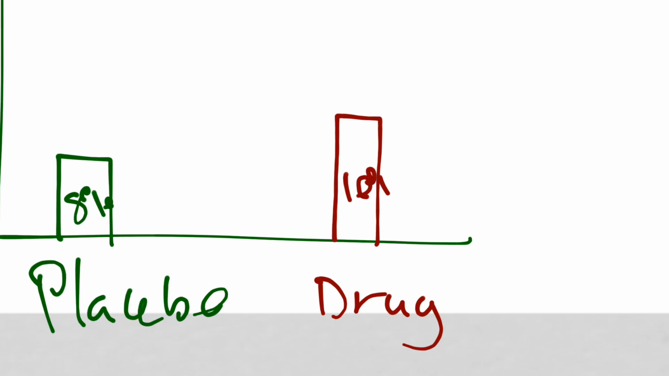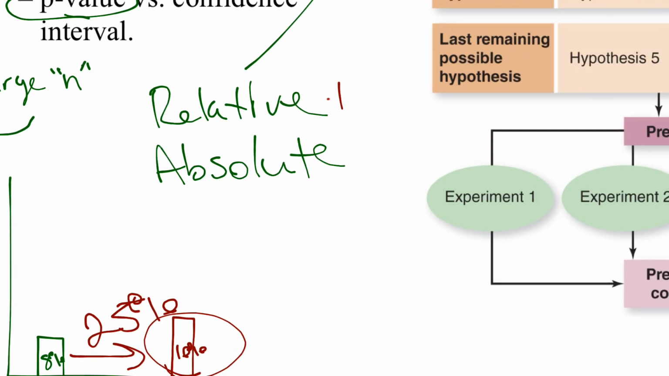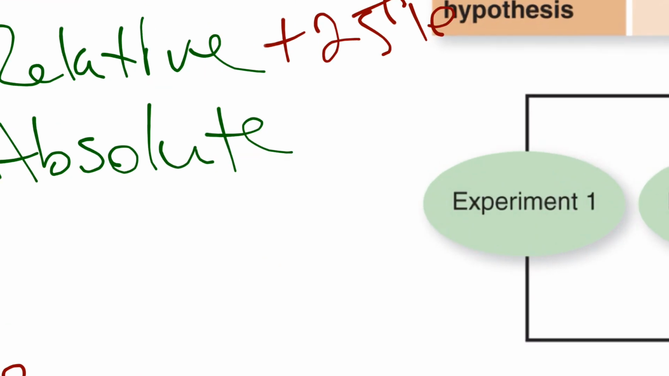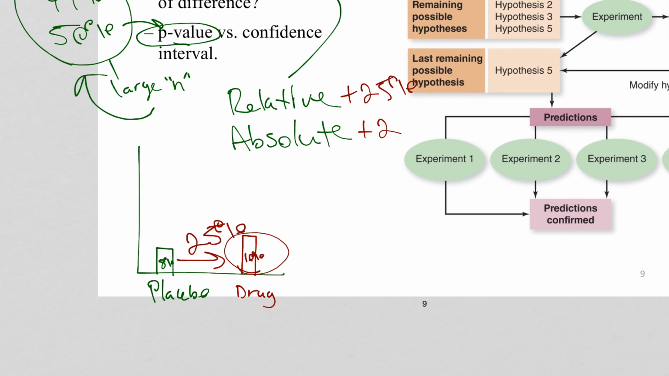Okay. Now, you can measure this relatively or absolutely. On one hand, you could say that 10% is an increase of 25%. Right? 10 is 25% more than 8. And so relatively, you got a 25% bump. Okay? But in absolute standards, you got 2 percentage points. Right? 10% is 2 percentage points more than the placebo. They're both technically true, they're accurate numbers, but the problem with the relative number is it doesn't really give you a whole lot of context.